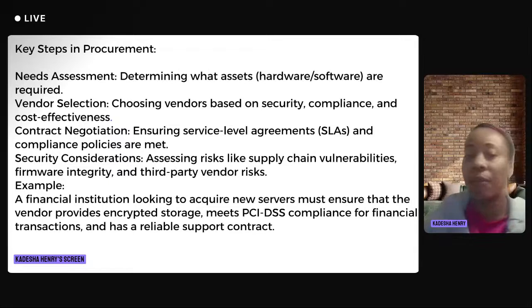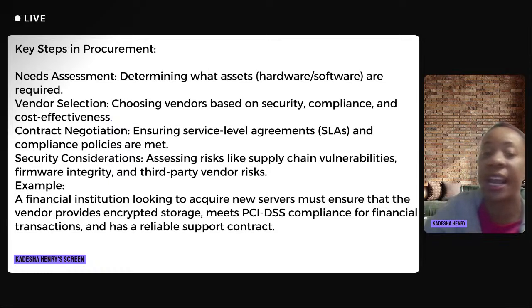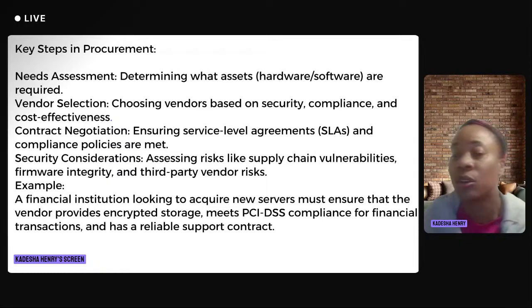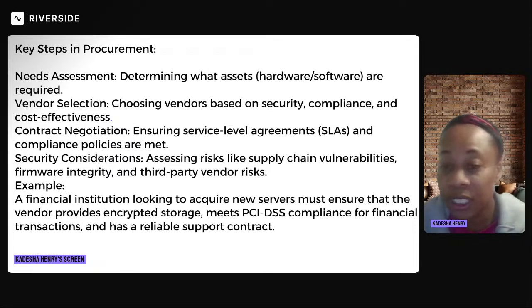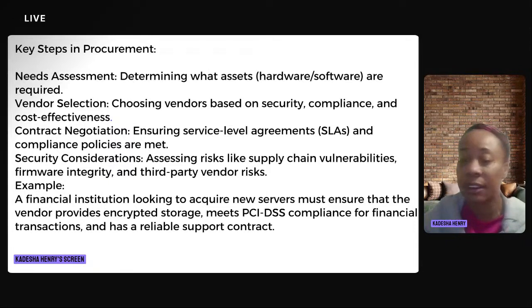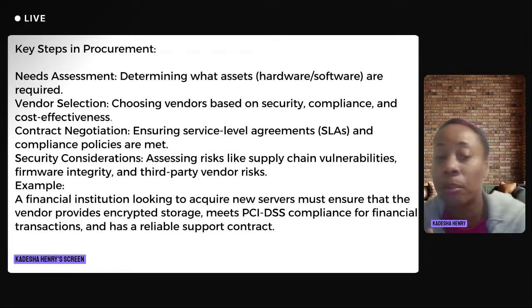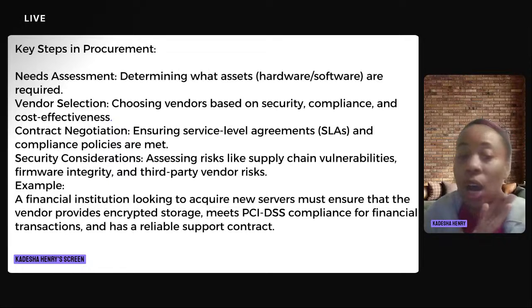Contract negotiation is a part of the procurement, right? It's ensuring service level agreements, SLA, and compliance policies are met. The service level agreement is the agreement of the service that we're going to provide, right? So I have my own compliance. You give me your service level agreement, and everything must be in compliance.